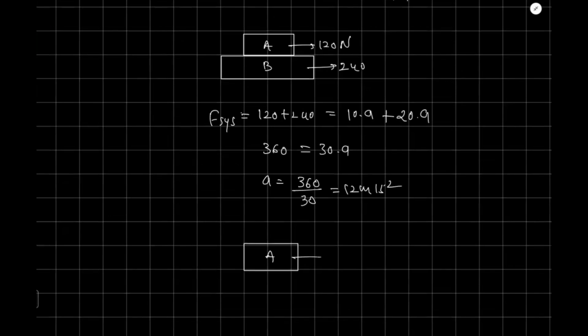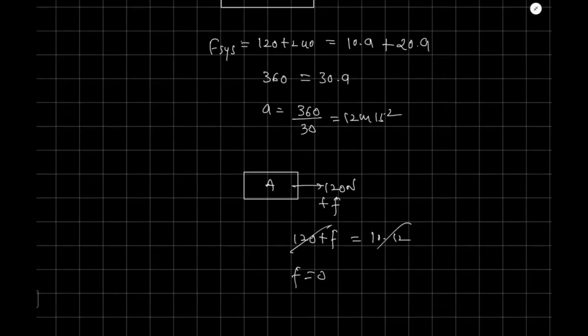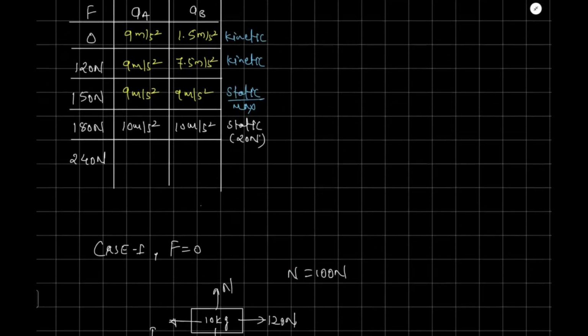On this one, 120 Newton force is acting, and let's say friction force that is acting here is F1. So we'll say 120 plus F is equal to how much? It will be mass into acceleration. Mass of block A is 10 and acceleration is 12. So this 120 will cancel out and you get friction force as 0. So what happened in this case now? We can say acceleration of both the blocks will be same and friction that is acting here is 0.